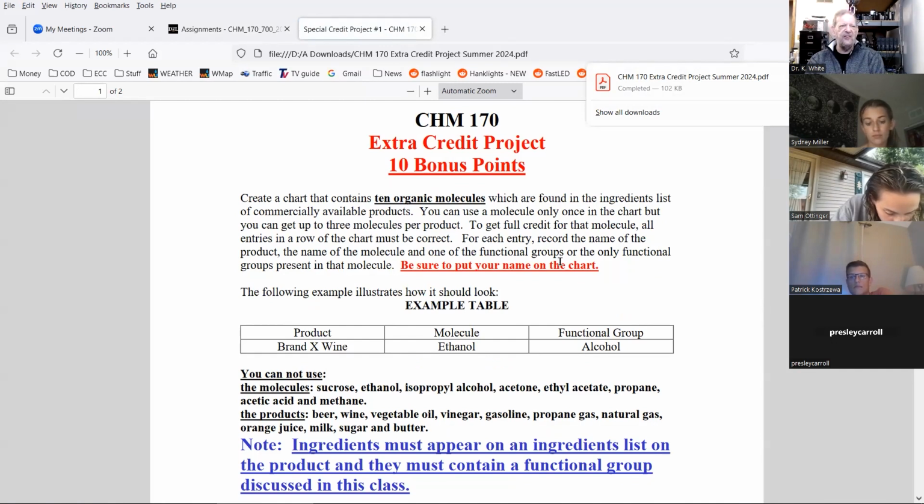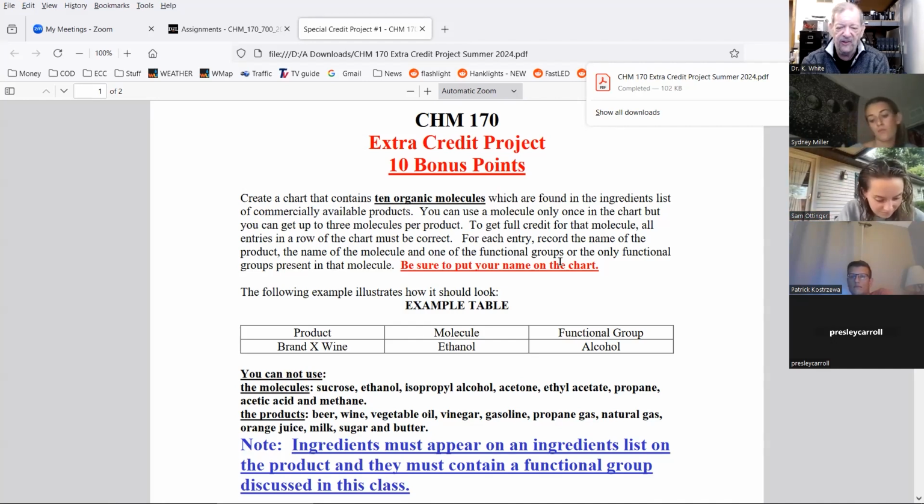And what do you have to do? You have to create a chart that contains 10 organic molecules. Remember, this is organic chemistry. Sodium bicarbonate is inorganic, which are found in the ingredients list of products that are commercially available. In other words, stuff you can buy. Now, you can only use a molecule once in the chart, and you can get up to 3 molecules for products. This way, I'm forcing you to look at a number of things, like at least 4.